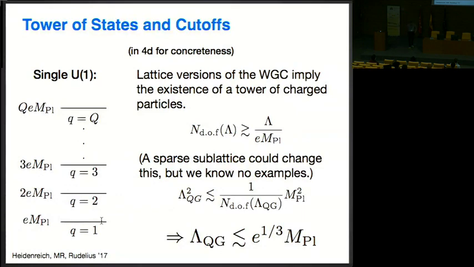And if you have such a tower that kind of saturates this bound, then you can just count the number of particles below some energy scale, and it's given by that energy scale divided by e times m Planck. And you can plug that into the species bound and solve for the cutoff scale, and what you find is the cutoff scale is bounded by the coupling to the 1/3 times m Planck.